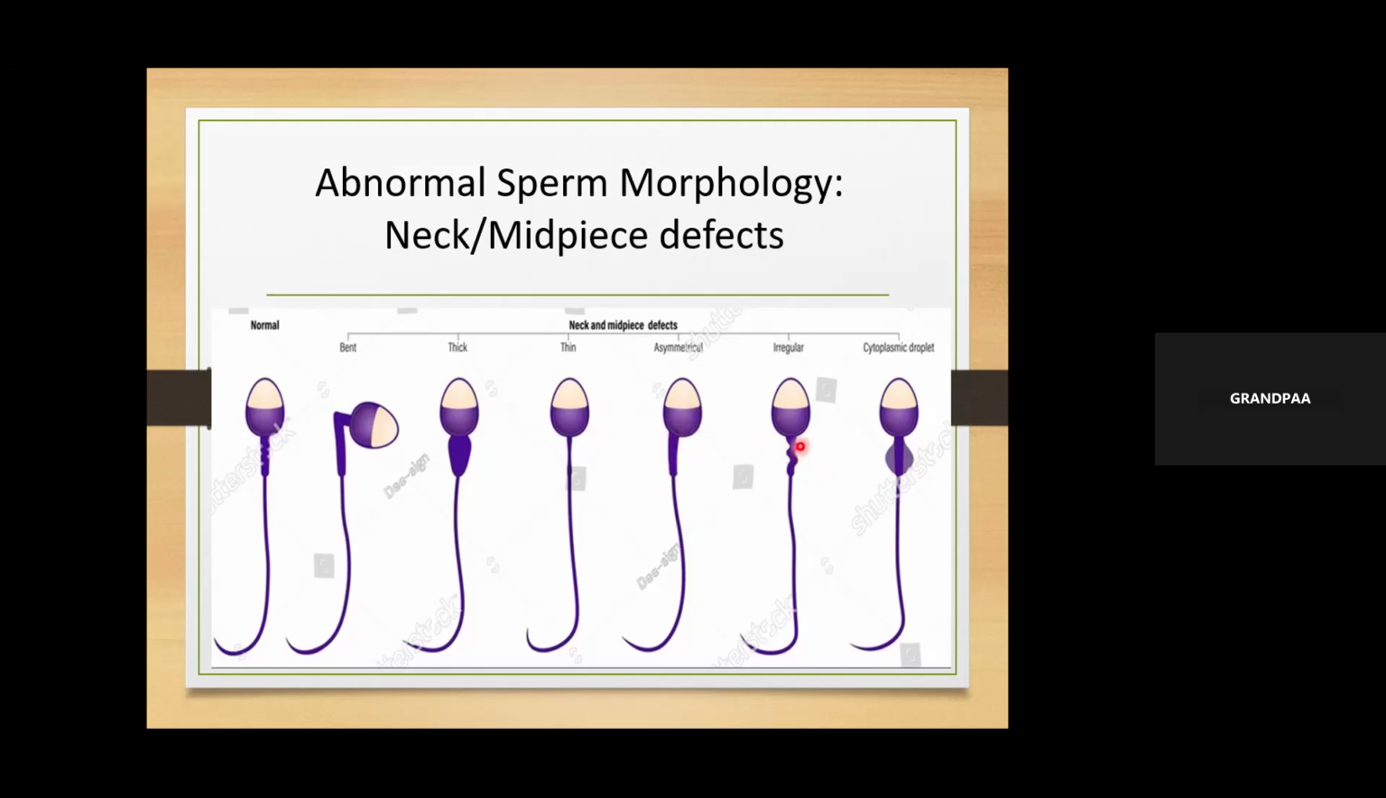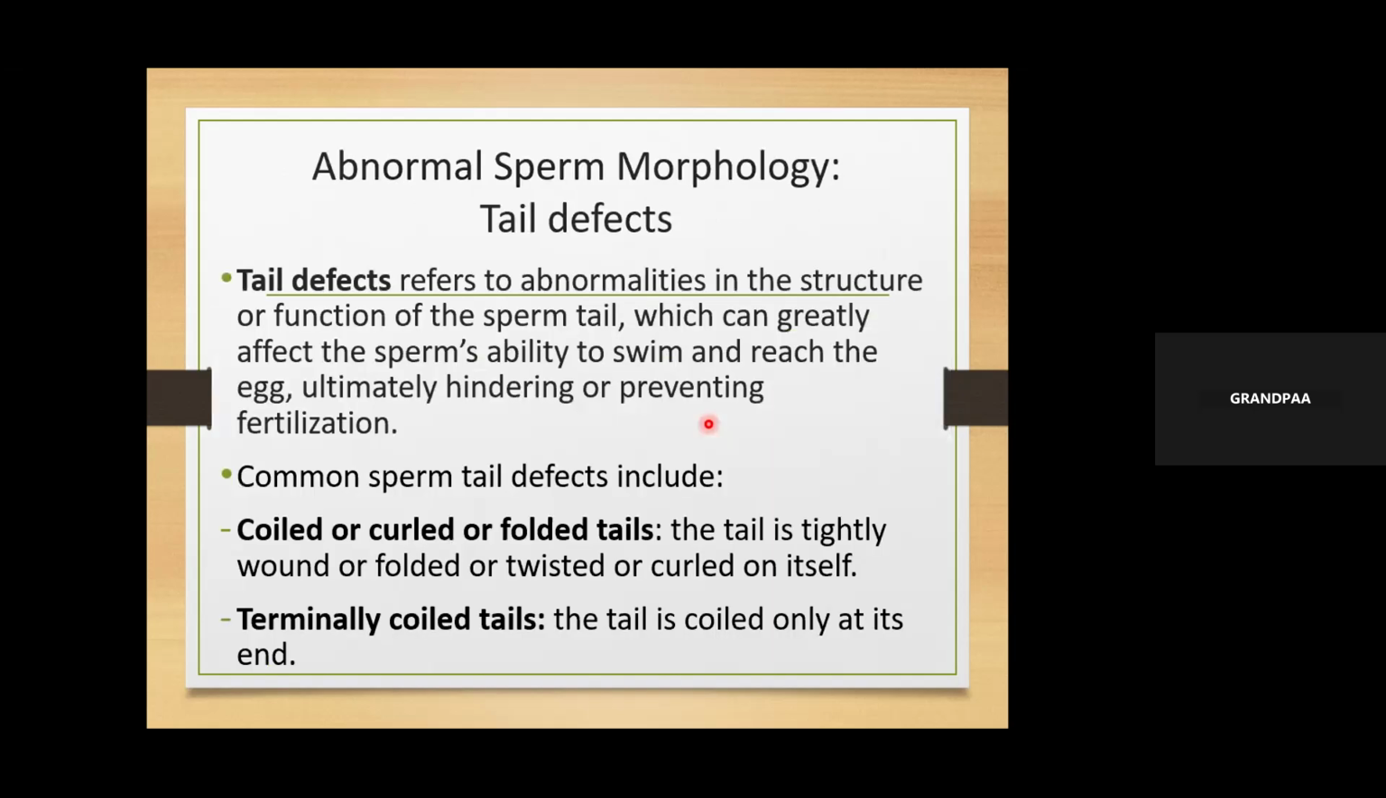The irregular one can also be corkscrew of a sort. This is where you have the excess cytoplasmic droplet, excess cytoplasm. And that is all for the mid piece. So that is a short one.